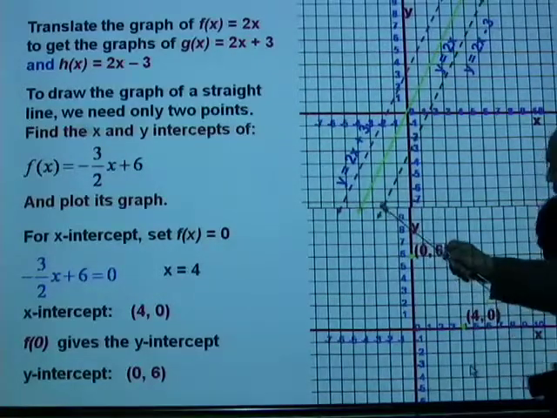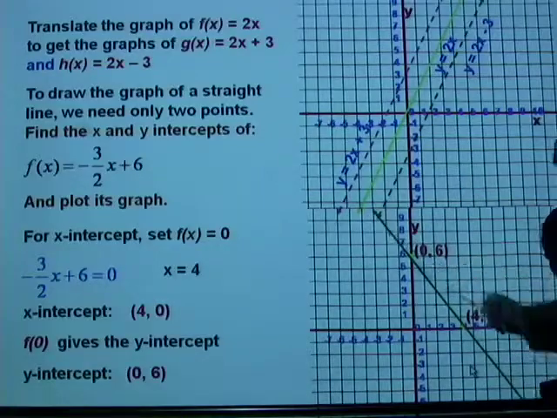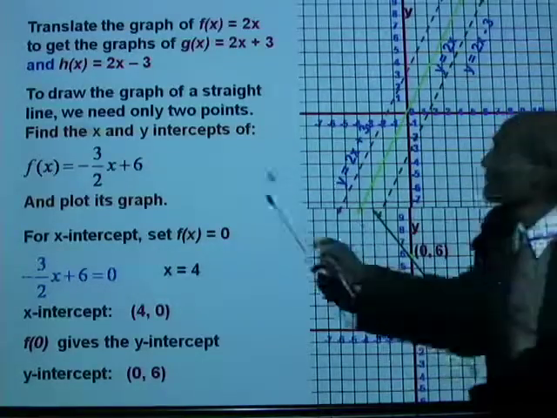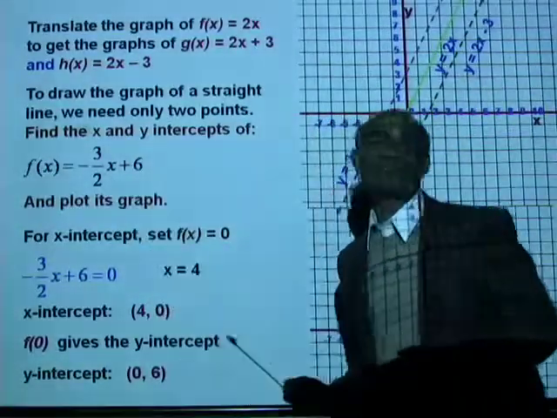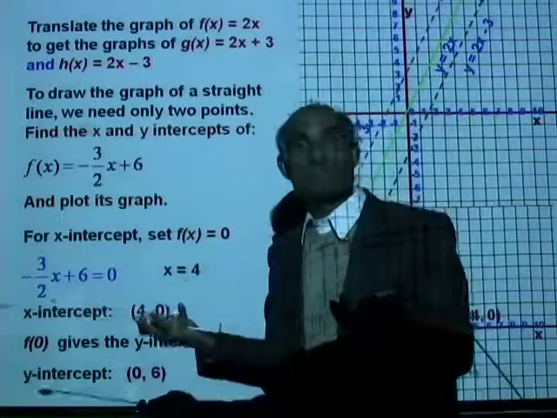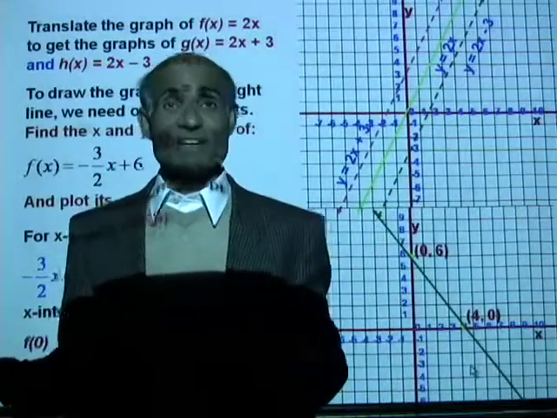And all we need to do now is draw a line joining these 2 points, and that is the graph of the function. So it's very simple to draw the graph of a linear function.